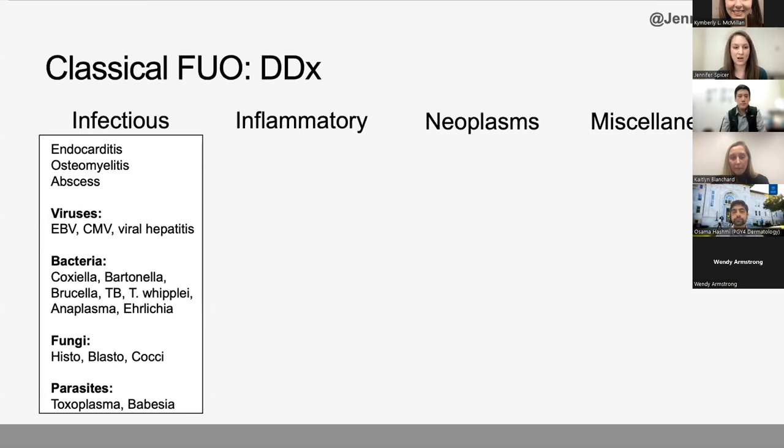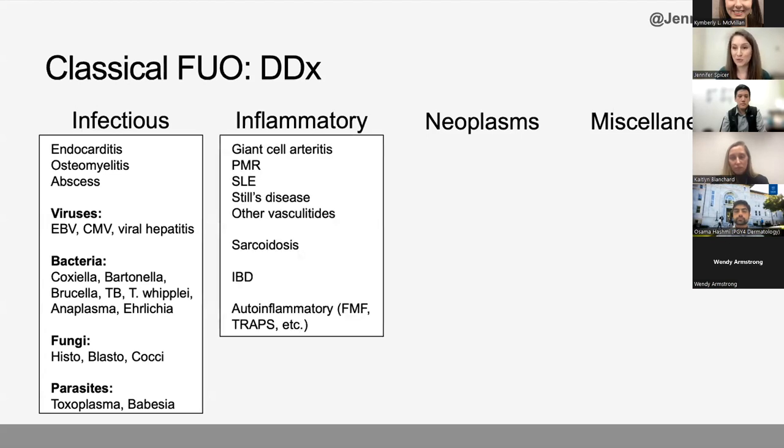There are bacterial causes, and these tend to be more insidious bacteria that are difficult to grow in the lab. So Coxiella, Bartonella, Brucella, these are all pathogens that are associated with animal exposures or various foods, which we'll talk about in a little bit. Tuberculosis, Whipple's disease, and then a lot of the rickettsial and tick-borne diseases can cause an FUO as well. The endemic fungi, as many mentioned in their initial differential diagnosis, and then parasites like toxoplasma and babesia if the patient had been to the Northeast US, which it does not seem she has.